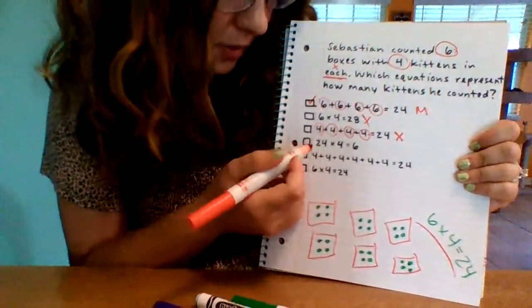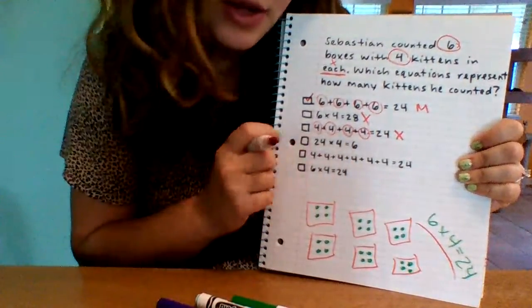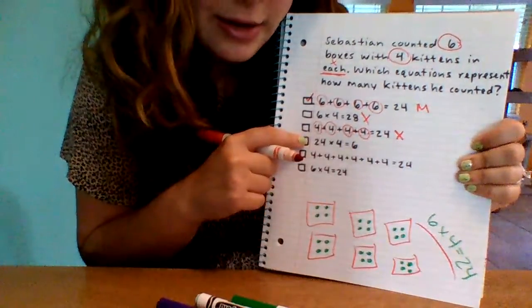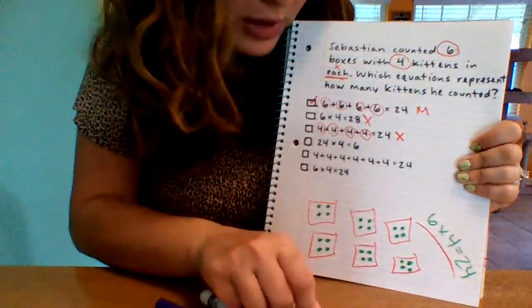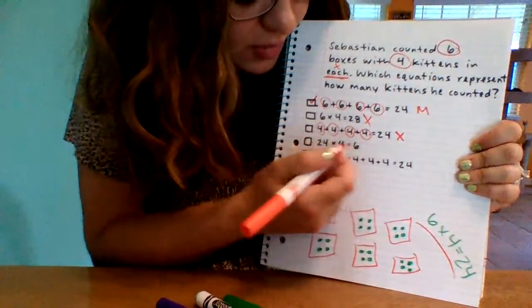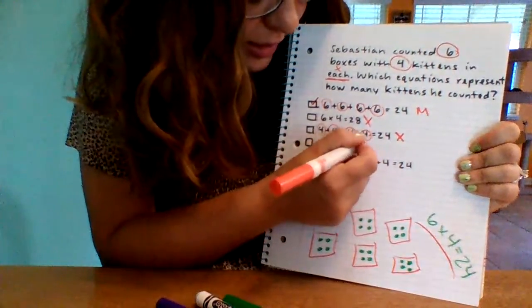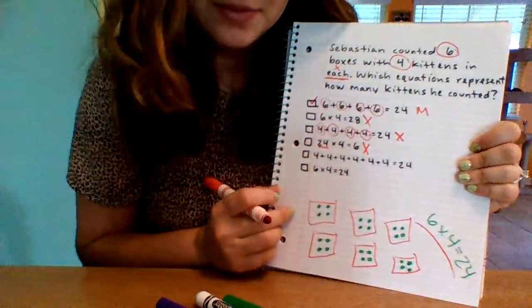What about the next one? 24 times 4 equals 6. Do you see what's awful and terrible and wrong about this answer? I know you do because you've learned this in my class, right? When you multiply, the product, the big number, should never come at the beginning. This is definitely not an answer.